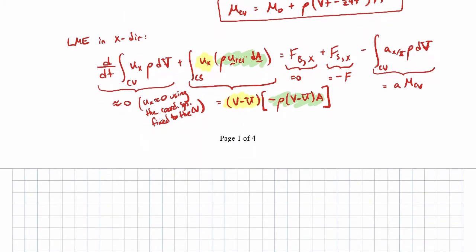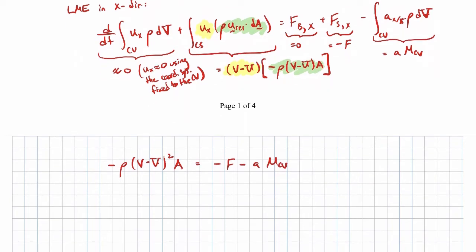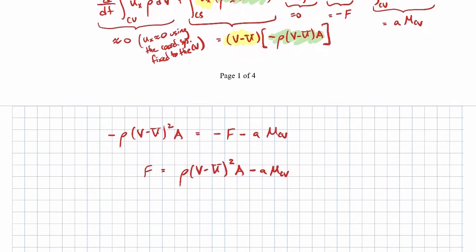All right. So now we have everything we need in our linear momentum equation expression. So let's go ahead and simplify it. On the left-hand side, we'll have minus rho times v minus u squared times A. On the right-hand side, we have minus F minus a times the mass of the control volume. And we want to solve for the force. So we can rearrange this. So this is our expression for the force. This is the force we need to apply in order to keep this cart moving at a constant acceleration.